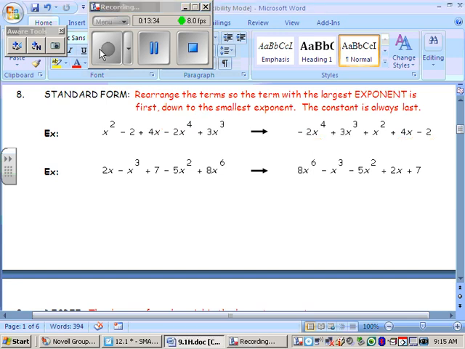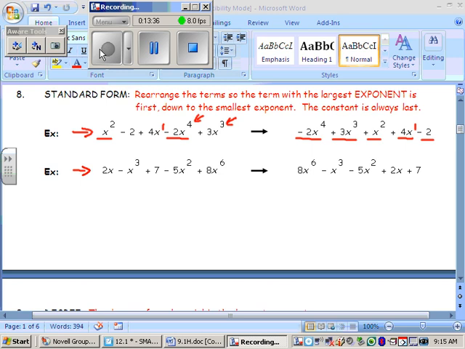The same is done in our second example. So in this problem, the 8x to the 6 comes first, negative x cubed second, because cubed comes next after 6, negative 5x squared, the 2x to the first, and then our constant at the end. Now let's take a look at how we might add and subtract polynomials.